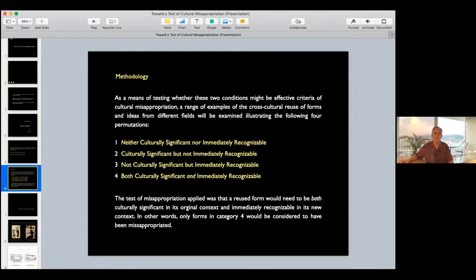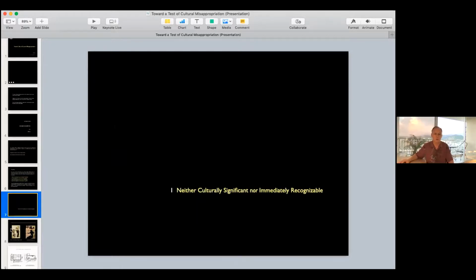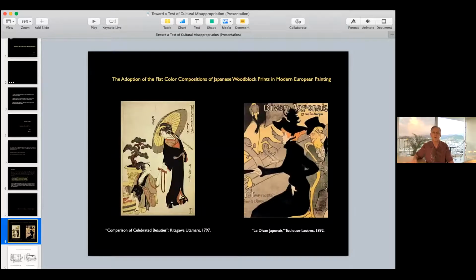Where's the foul? So very quickly, some examples then: neither culturally significant nor immediately recognizable. The woodblock prints, they were low culture when they were being borrowed by the early modern painters in Europe. No Japanese would have been offended by that because they were like manga today. They were like pop art. So this was not high culture. And nor would most Japanese have recognized that things like this on the right were inspired by woodblock prints.